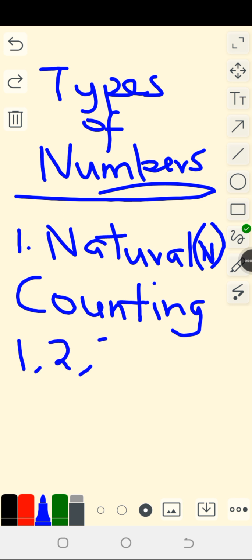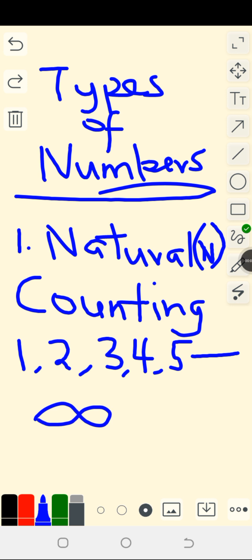progress in that manner, till we get to a point where we can't count any longer, which is what? Infinity. So natural counting numbers don't have an end. You start from 1, you move to 2, 3, 4, 5, 6, 7, 8, 9, 10, and so on and so forth, till you get to a point where you can't count any further. You are exhausted from counting further because it does not have an end.